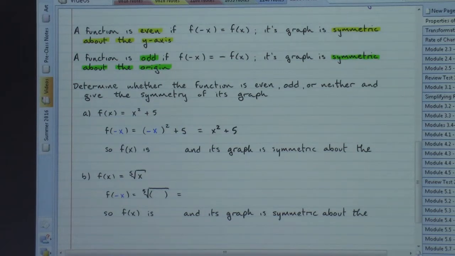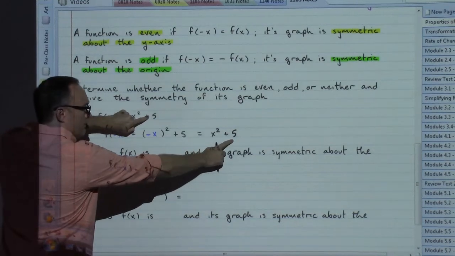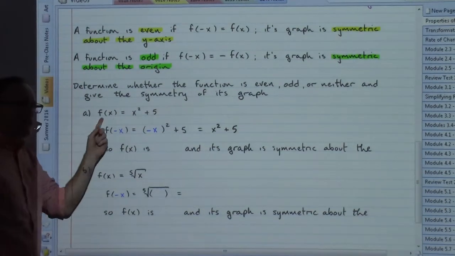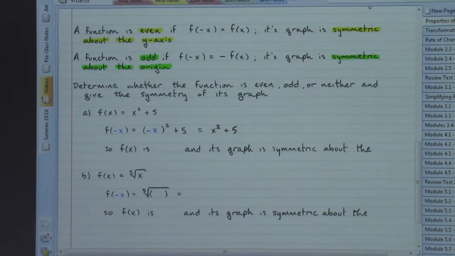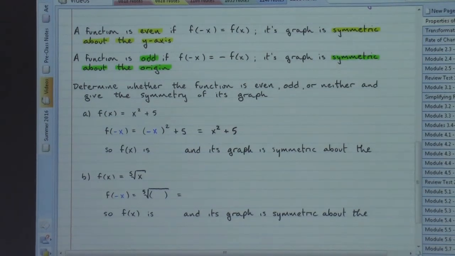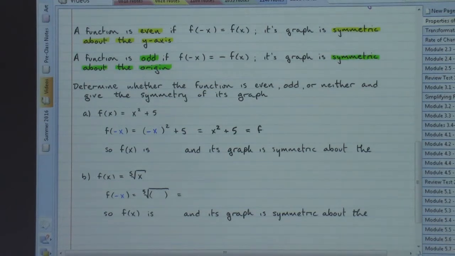The plus 5 isn't changing anything. So the expression that we get is exactly the same, x squared plus 5. It's exactly the same as that original function. If that's the exact same as our original function, then this says no matter how far you might travel to the left, you're going to get exactly the same thing as you would if you travel that far to the right.